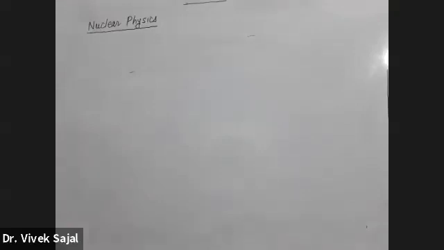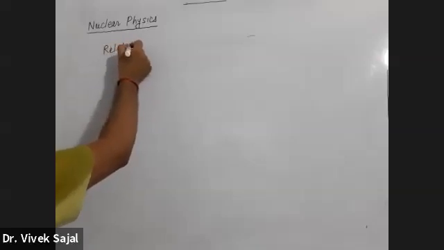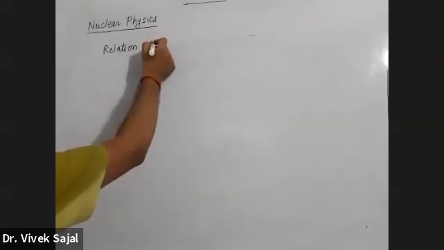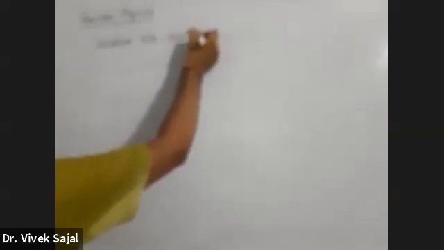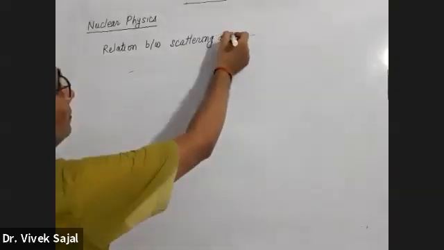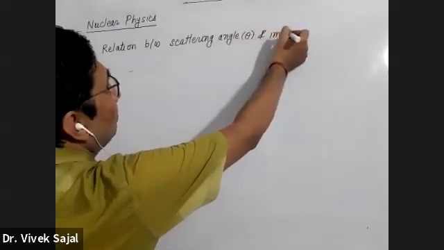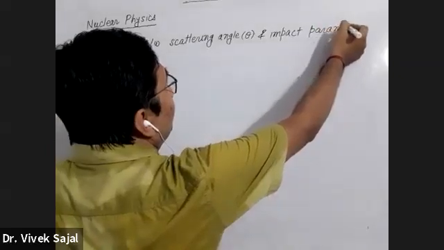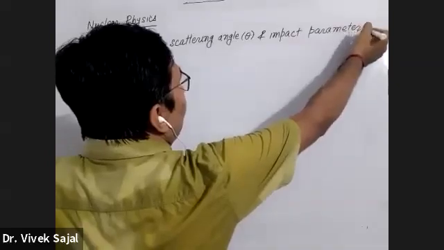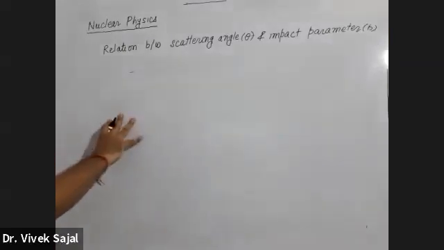Okay. So the first relation that Rutherford found was the relation between the scattering angle theta and the impact parameter, which is denoted by B. But the first question arises: what is the meaning of scattering angle and what is the meaning of impact parameter?